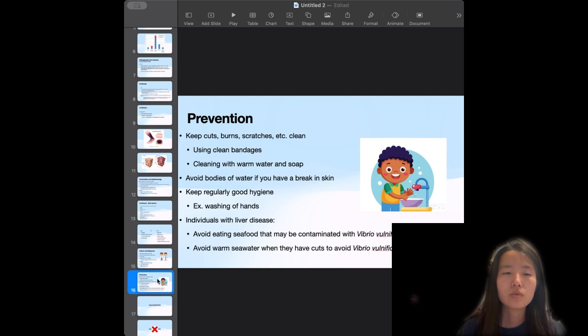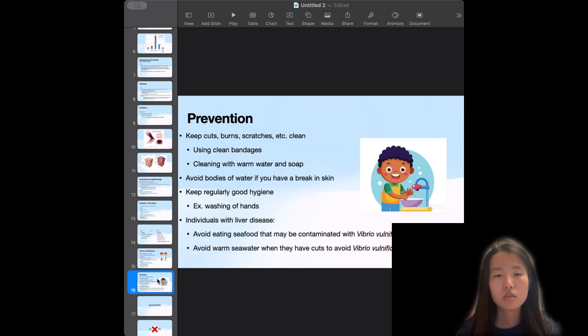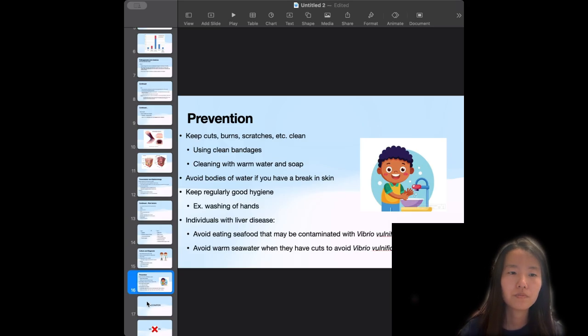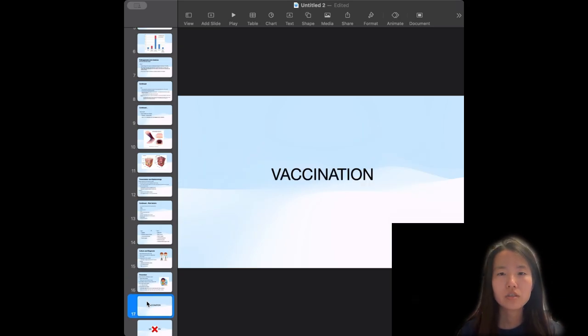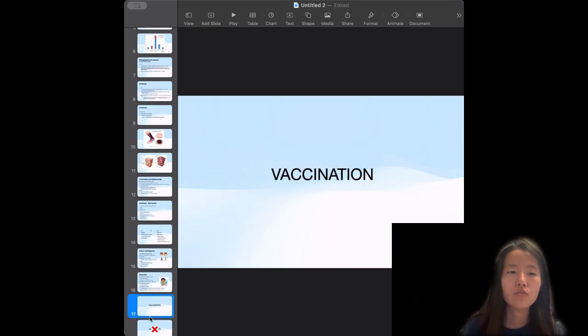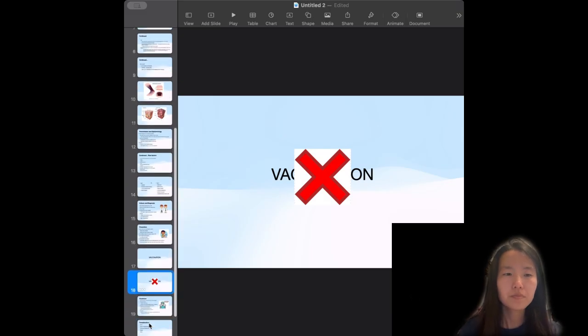Additional prevention methods for individuals with liver disease include avoiding seafood consumption to avoid eating contaminated seafood, and avoiding seawater when you have open wounds. This is also the case with all individuals, but individuals with liver disease have a higher risk than those that don't. As for vaccinations to prevent the disease, unfortunately, currently there are none.